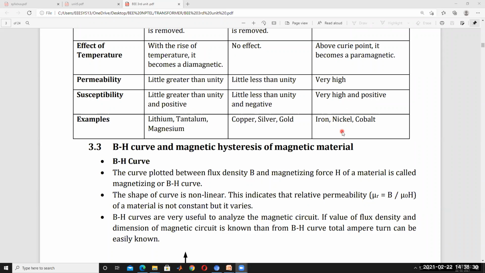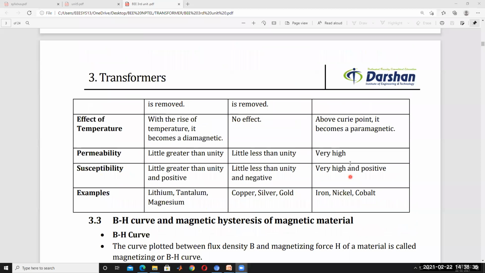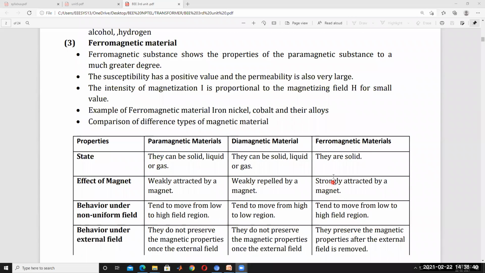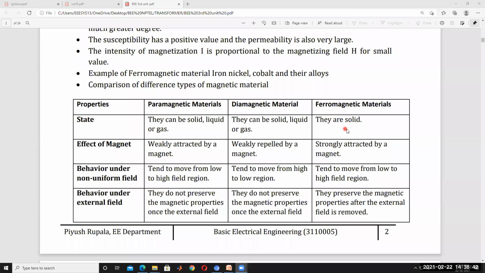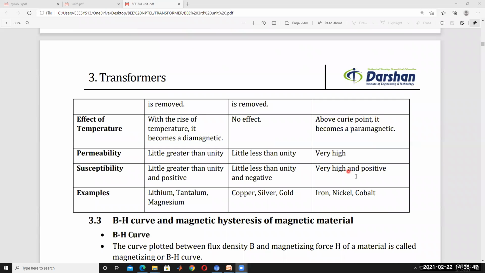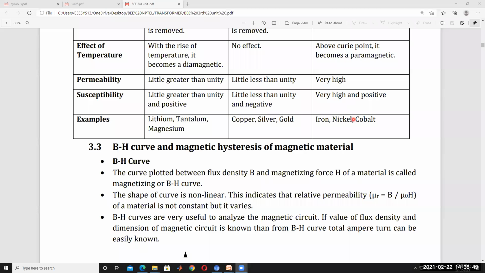Generally, the transformer core is made of ferromagnetic material. So these different properties belong to our transformer. The transformer core is a solid and strongly attracted by a magnet. These are the properties generally required for a transformer core. Generally, silicon steel is used for the transformer core, and in some cases iron.